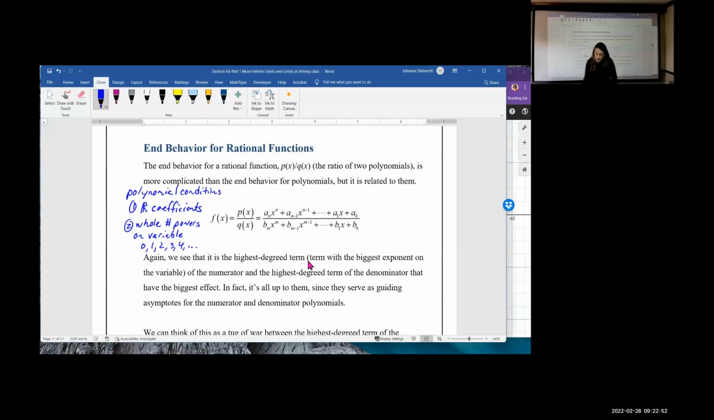And then what is a rational function? A rational function is easy if you know what a polynomial function is. A rational function is the ratio of two polynomial functions.